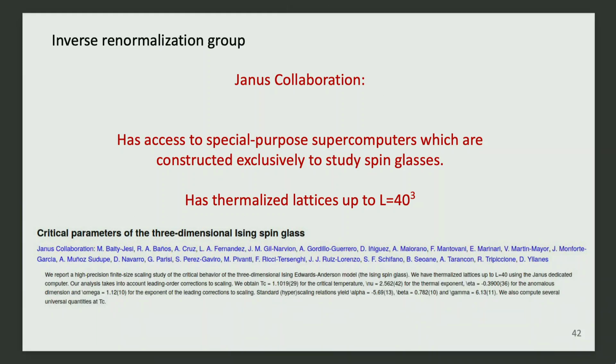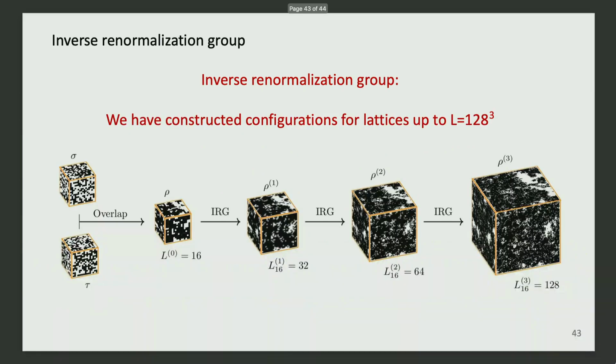There exists a collaboration called the Janus collaboration, which has access to special purpose supercomputers constructed exclusively to study spin glasses, and this collaboration has only managed to equilibrate or thermalize lattices up to L equals 40. So we thought that maybe this is a good problem to see if we can apply the inverse renormalization group. And we have actually, at the moment, succeeded in constructing lattices up to L equals 128, which you can see here.